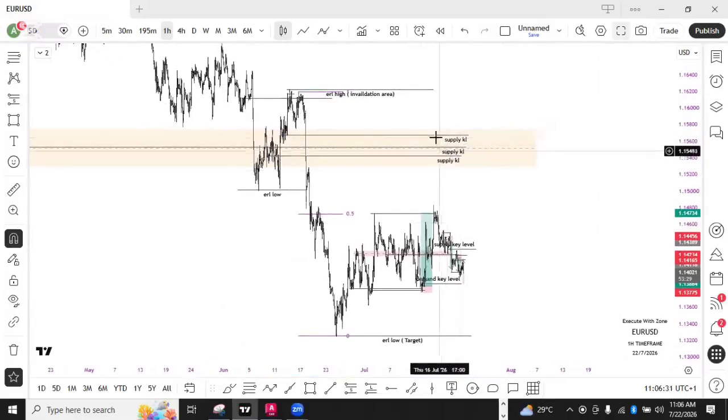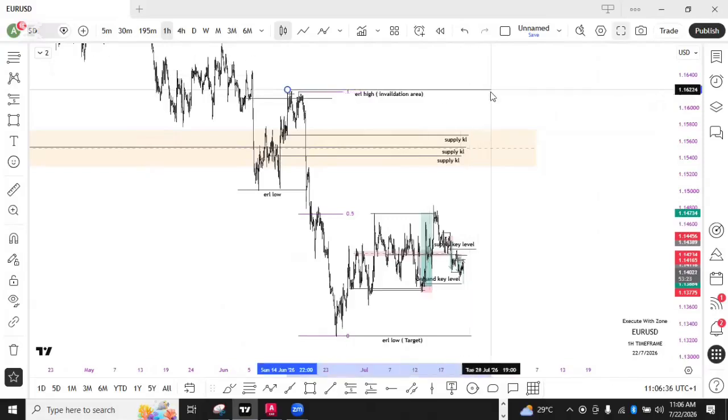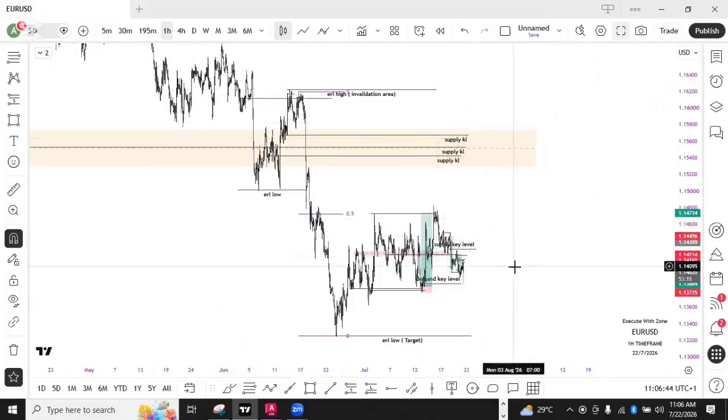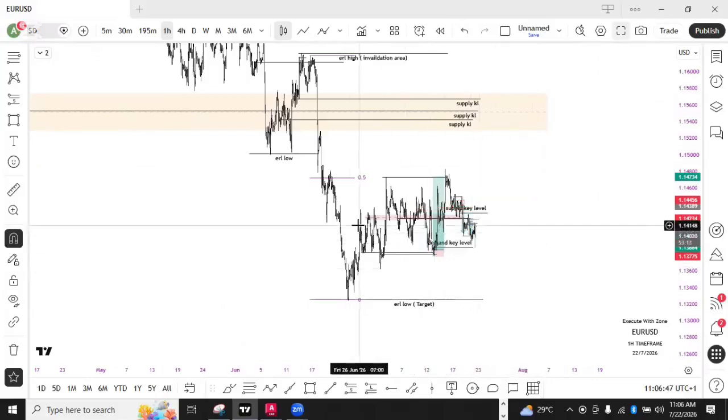So if price did not react from any of these key levels and disrespects my invalidation area, then I know the market has what? Changed from being bearish to what? Bullish. So you can see your expectation now. Now my expectation is bearish, but my execution will be what?